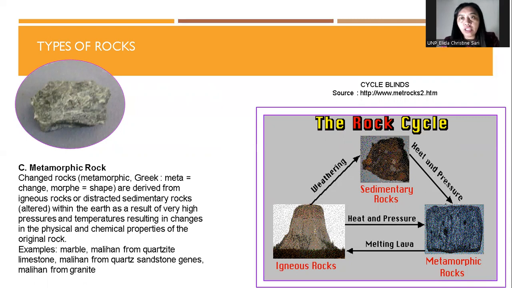Okay, this is the rock cycle. From igneous rock, with weathering, it becomes sedimentary rock, and with heat and pressure it moves to metamorphic rock. With more heat and pressure, it melts into lava.